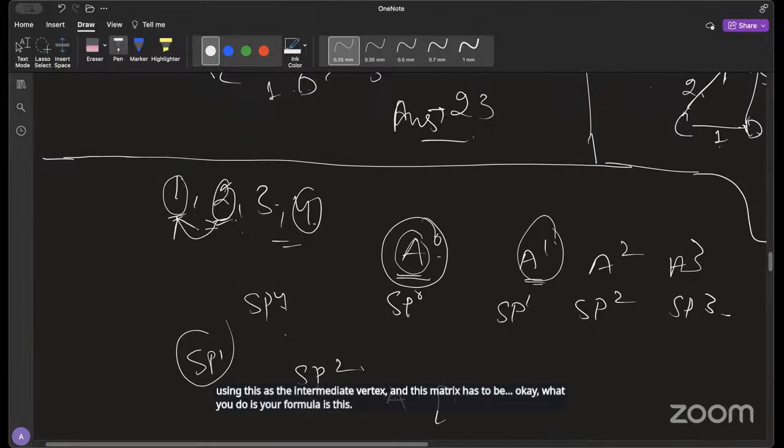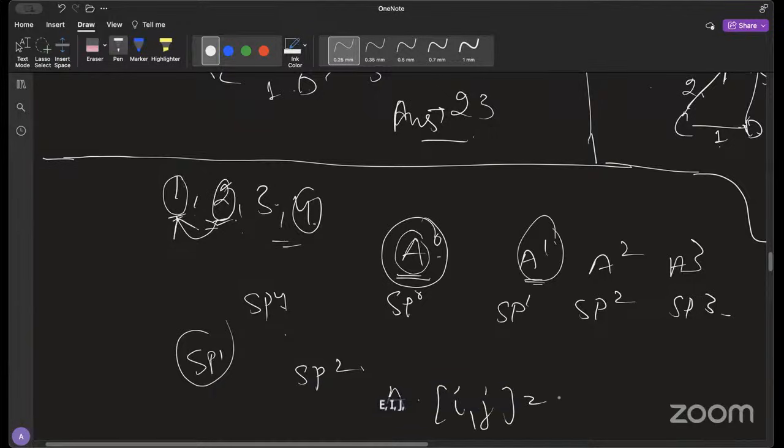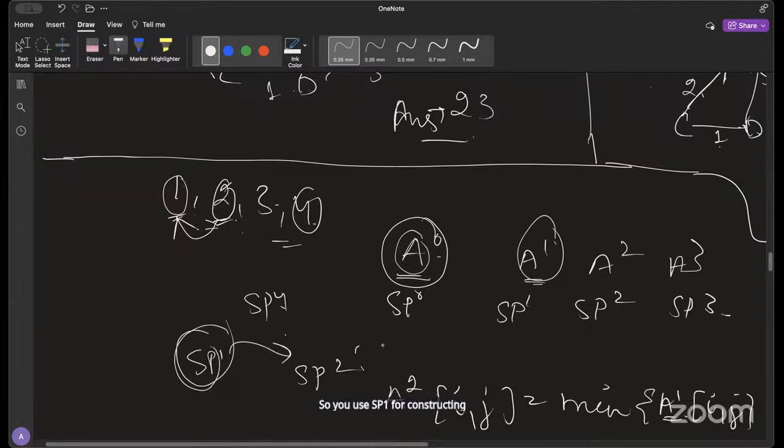And what you do is your formula is this. A_ij is the minimum of, if you have 2 here, then A1_ij, you use the previous matrix, right? So you use SP1 for constructing SP2. For SP3, you will use SP2. Sorry, for SP4, you will use SP3. So you have to construct SP4 in that order. Is that okay? Yeah, we have to go in sequence.